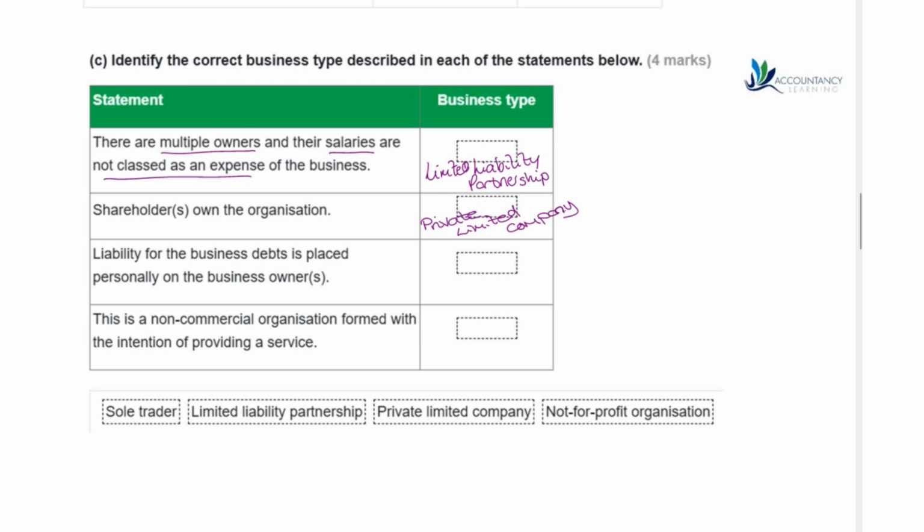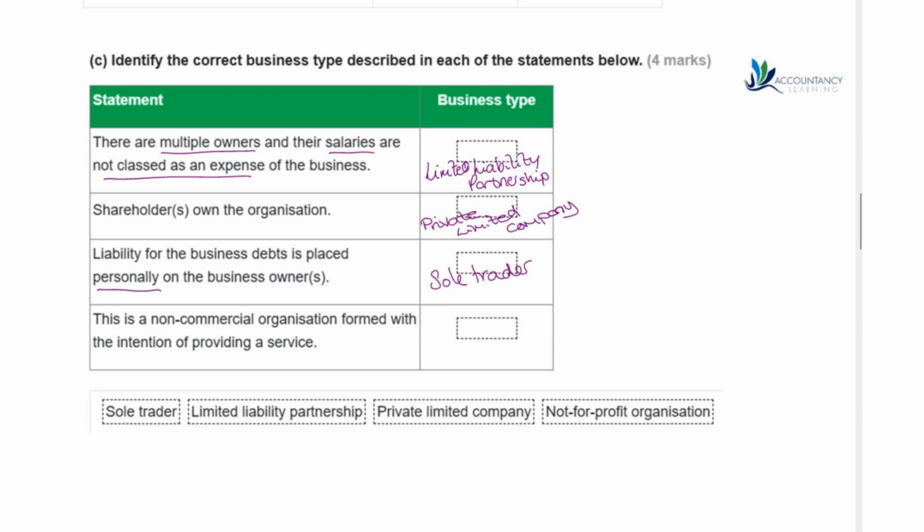Liability for the business debts is placed personally on the business owners. So this is going to be a sole trader. So this is where they take all the profits of the business, but they also have to take all of the business debts as well.